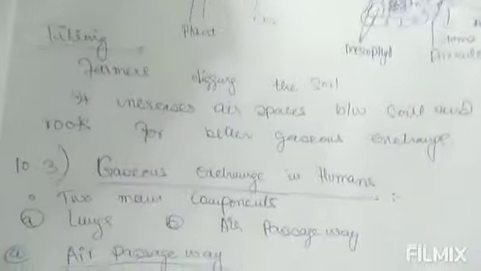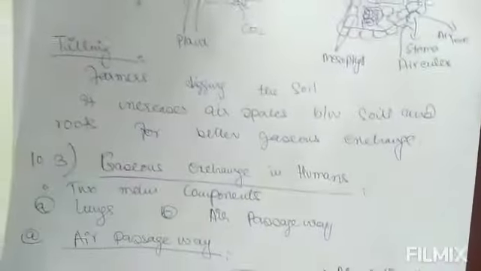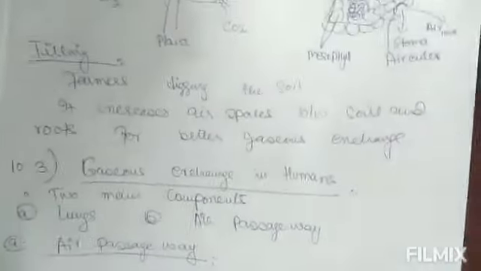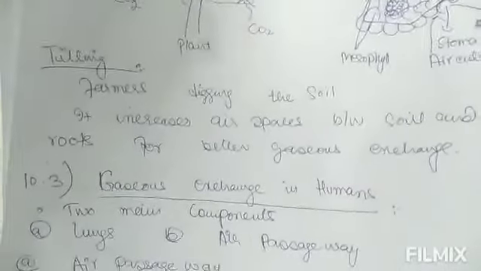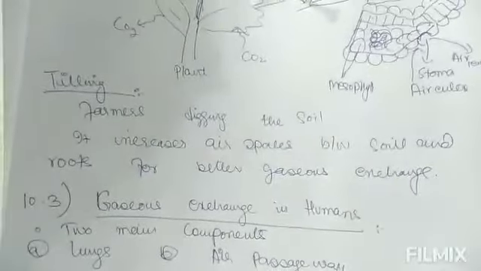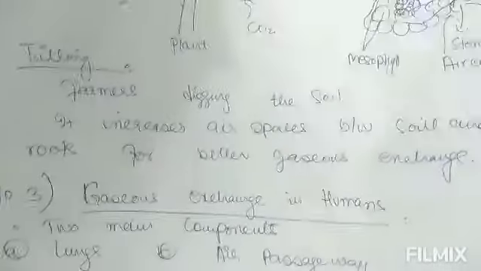Okay. So in general terms, how do you define gaseous exchange? Over here you have seen most of the time that farmers dig the soil. It increases the air spaces between the soil and the roots for better gaseous exchange. So this is known as the tilling of the soil. We call it tilling.